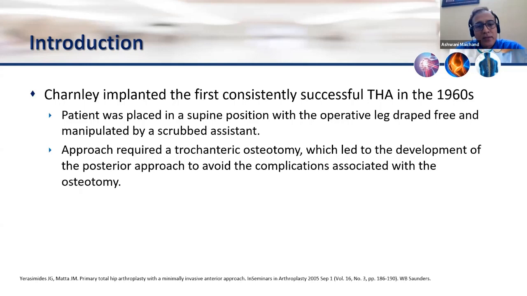Anterior approach was more and more used after the 60s when Charnley started the hip replacement with consistent results. But a new problem was that the initial approach advised by Sir Charnley involved a trochanteric osteotomy. And we all know that trochanteric osteotomy has its own complications. Because of that, people started looking for an alternative, and that is the posterior approach, which is more common now.